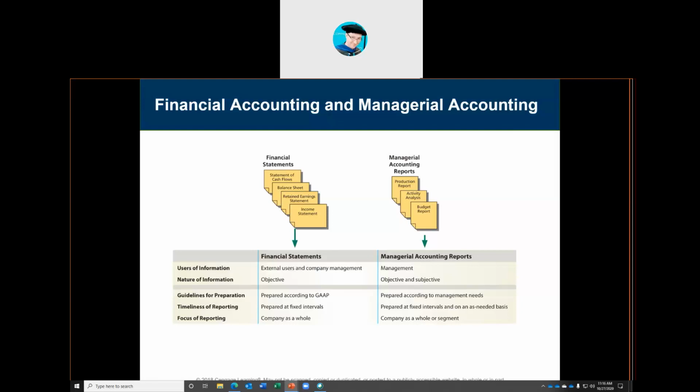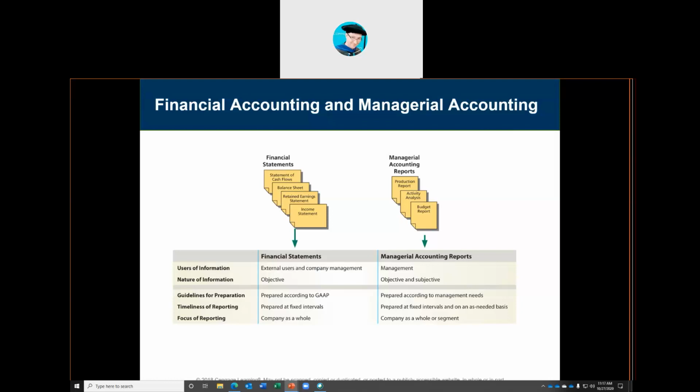The financial statements are objective. They are prepared according to generally accepted accounting principles. They are prepared at fixed intervals, such as the end of the month, end of the quarter, end of the year. And they focus on the company as a whole.